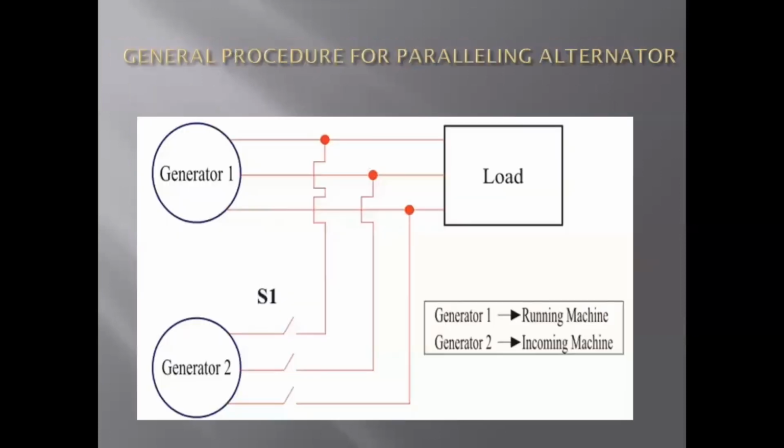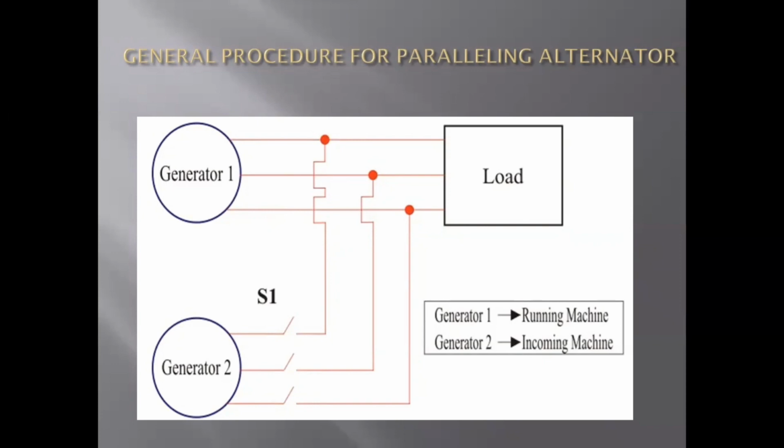General procedure for parallel alternator. Generator 1, generator 2, and the load. Generator 1 is the running machine, and generator 2 is the incoming machine. Generator 2 is paralleled with the running power system of generator 1. These two machines are about to synchronize for supplying power to a load.